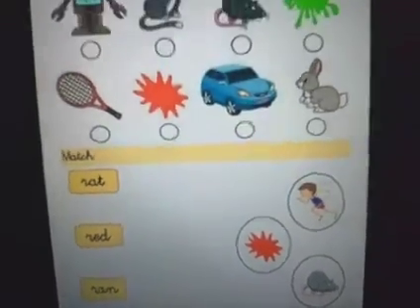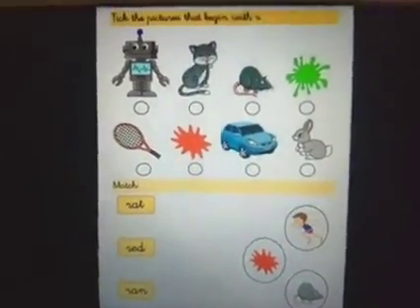Okay, so you can complete the sheet in your literacy notebook and submit it by tomorrow.